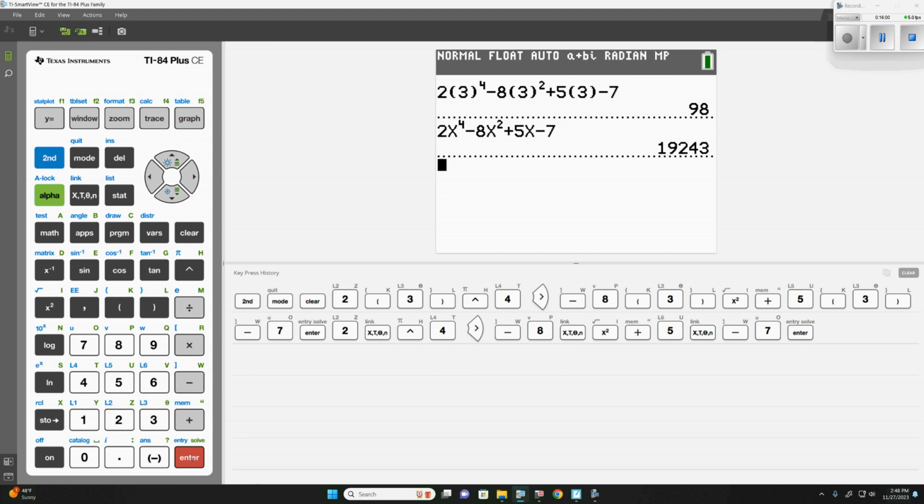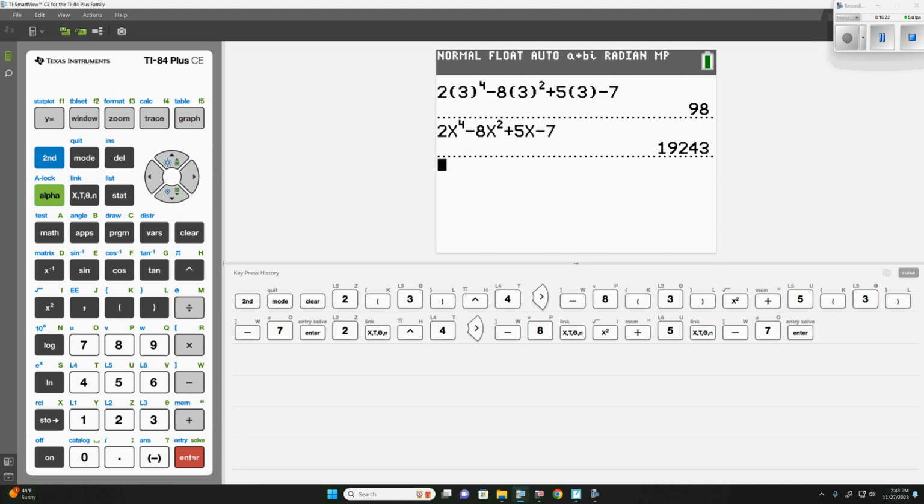So, as many math teachers have said, don't just use the variables in the calculator because they have to have a set value for them. Because if I just typed it in, 2x to the 4th minus 8x squared plus 5x minus 7, it tells me the value is 19,243. Well, that's a little off, yes?